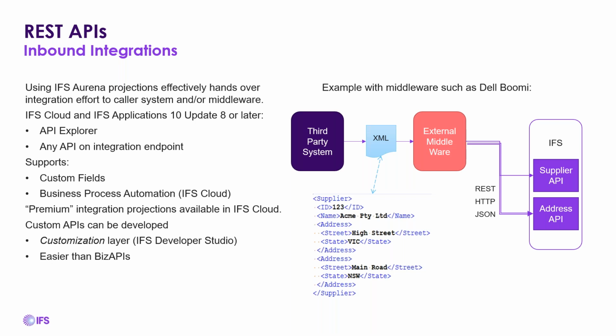If we don't have a middleware, on IFS Applications 10 and IFS Cloud we can still develop projections, these REST APIs. They take structured data coming in and we can do as much processing as we want with it. Now, it is a development effort. It's a customization in the customization layer. So it can be done by IFS, or by partners in the Citrix build place or the new IFS Cloud build place. They are still a lot easier, at least I find so, and a lot more rapid to develop than the old BizAPIs.